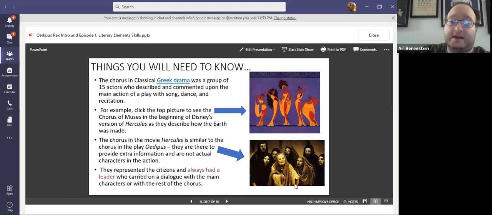And you can click on this picture in the PowerPoint, and you'll be taken to a very quick YouTube video from the movie Hercules, as they show you what the chorus does and how the earth was made, what their purpose is in describing that. And the chorus in the movie Hercules is similar to what you'll find in this play.